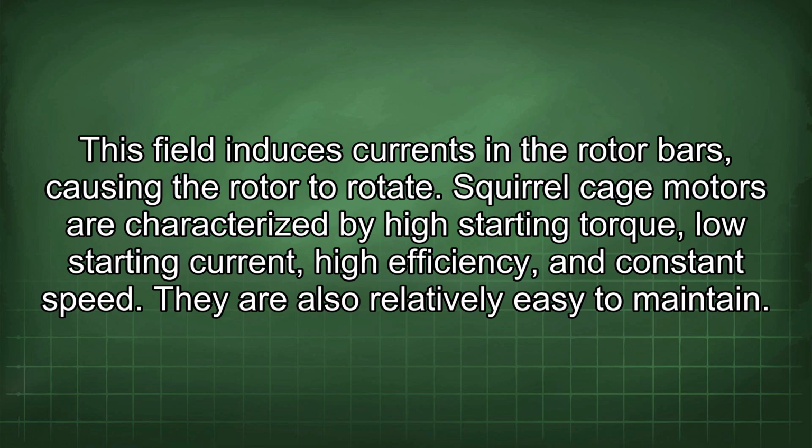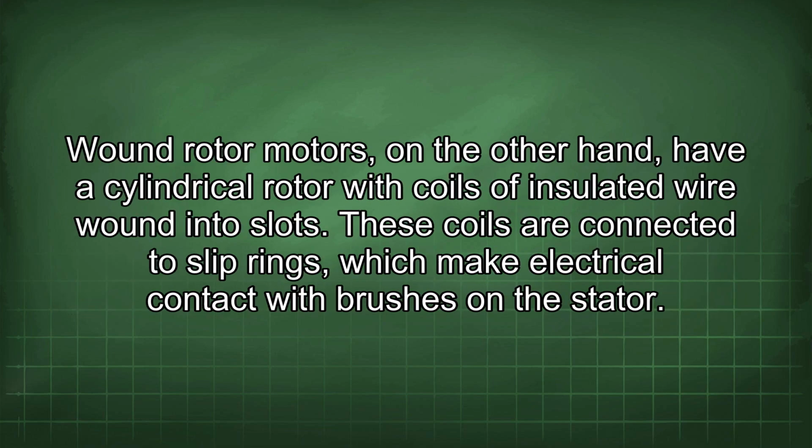Squirrel cage motors are characterized by high starting torque, low starting current, high efficiency, and constant speed. They are also relatively easy to maintain. Wound rotor motors, on the other hand, have a cylindrical rotor with coils of insulated wire wound into slots. These coils are connected to slip rings which make electrical contact with brushes on the stator.